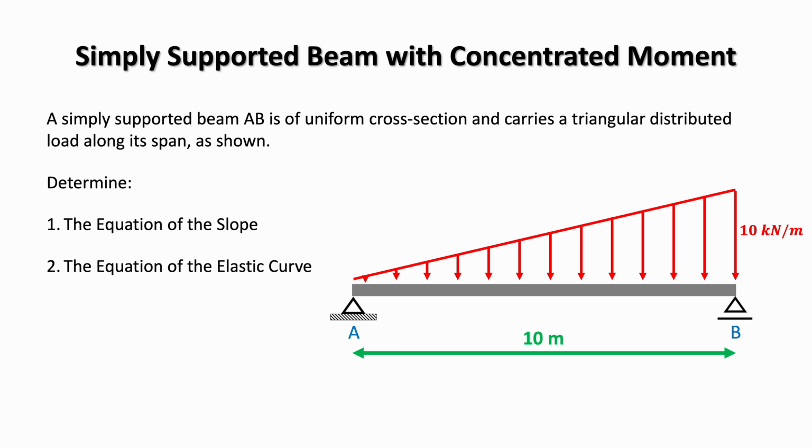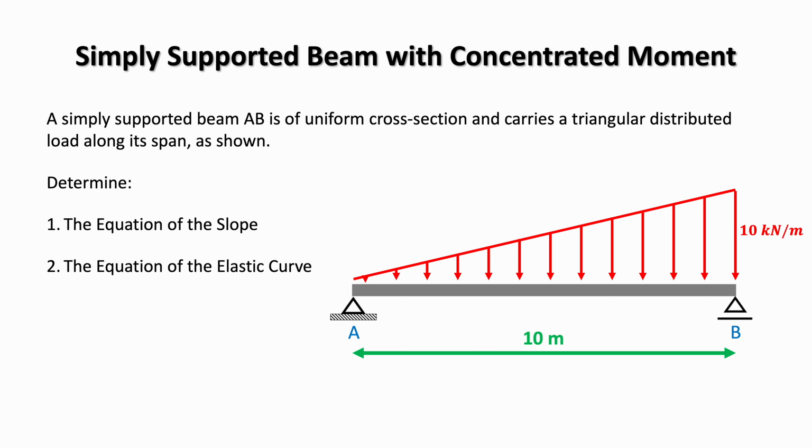In this example, we consider a simply supported beam AB of uniform cross-section spanning 10 meters and carrying a triangularly distributed load along its entire length. The load intensity increases linearly from 0 at support A to a maximum value of 10 kilonewton per meter at support B, as shown. Our task is to determine two things. First, the equation of the slope along the beam, and second, the equation of the elastic curve.